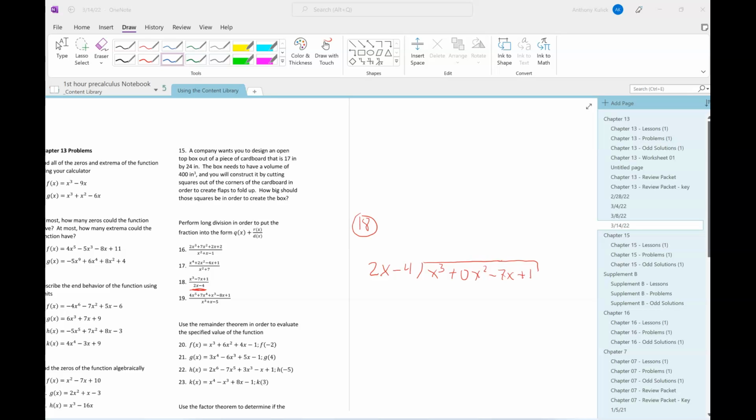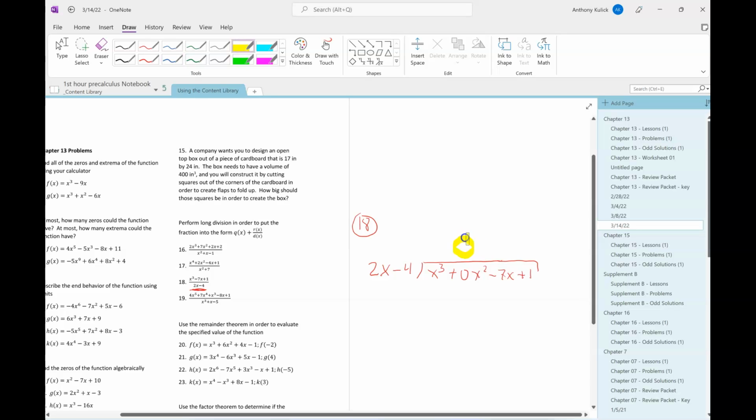All right, so let's start. We ask ourselves, what times 2x gives us x cubed? I know that 1/2 times 2 is going to get the coefficient of 1, and then x squared times x will get the exponent of 3. So that'll give me my x cubed. And when I multiply that to the -4, that gives me -2x squared. And we subtract out.